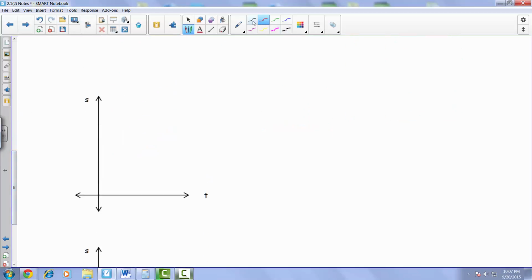The next one would be if we had something like this. That's where our velocity is not doing anything. You can even see that the slope of this thing is just 0. So that would be, that's not increasing or decreasing. The velocity is literally 0.